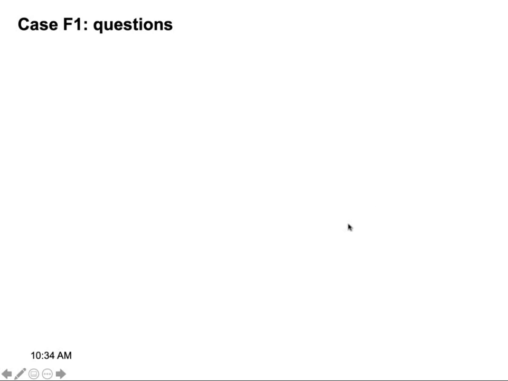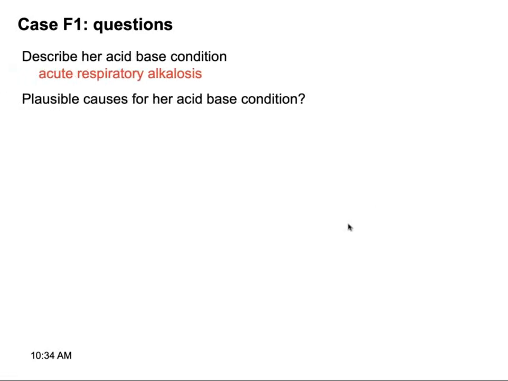So let's move on to the next question, which is, we described her acid-base condition. So it is actually, I've already told you, acute respiratory alkalosis. And what are the plausible causes for this? We covered the possible causes for this condition in the third physiology seminar. So can you identify what are the possible causes for acute respiratory alkalosis? If you refresh your memory of pathophysiology of tetany, does that ring a bell?